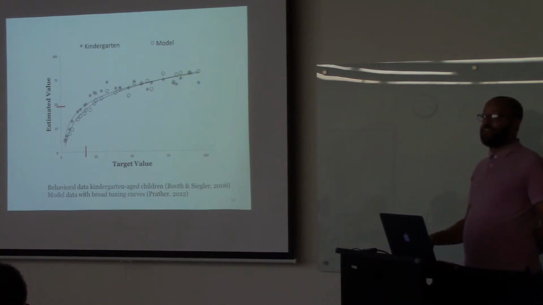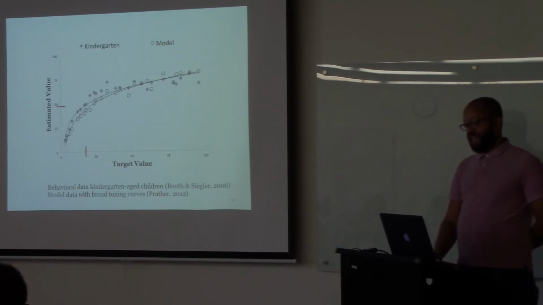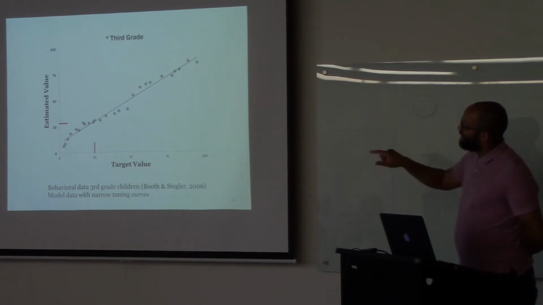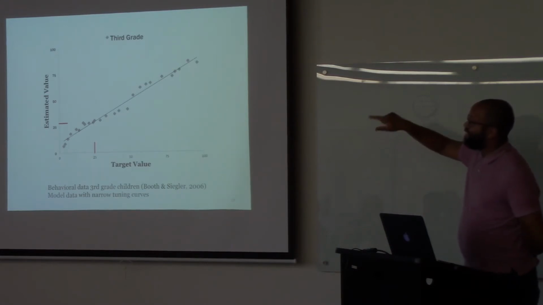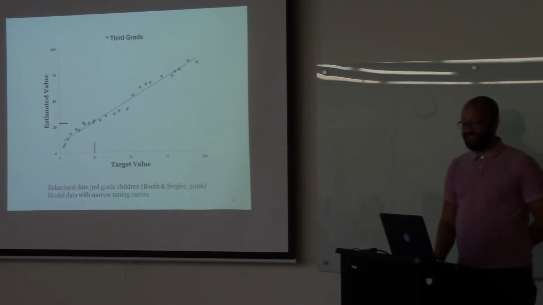Take the same model and all you do is make the tuning curves a little sharper and look at the third graders. So the third graders are closer to living. If you're familiar with this area of research, there's a couple of issues here about how it's not exactly linear, it almost kind of looks like an S-curve.